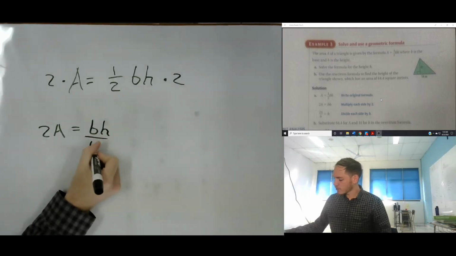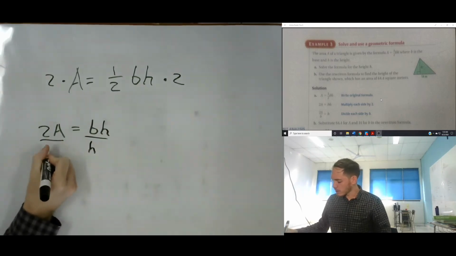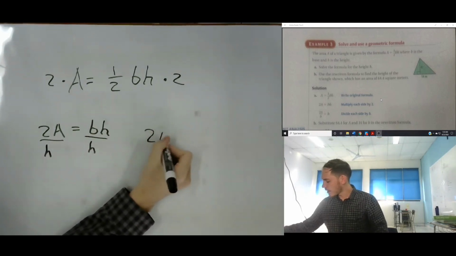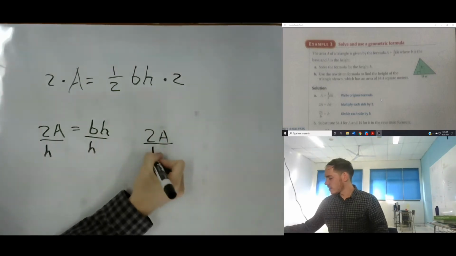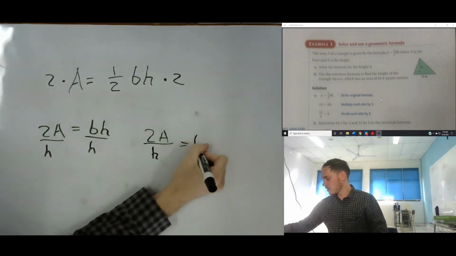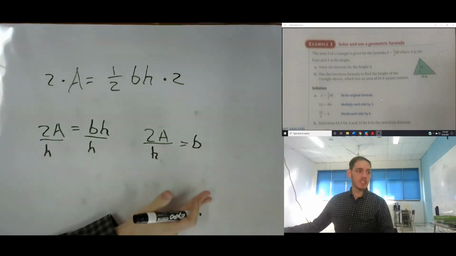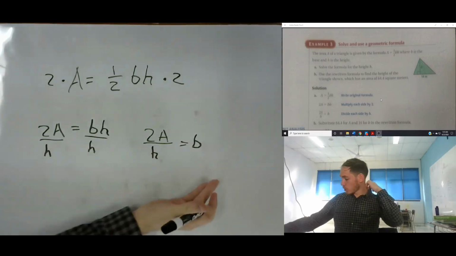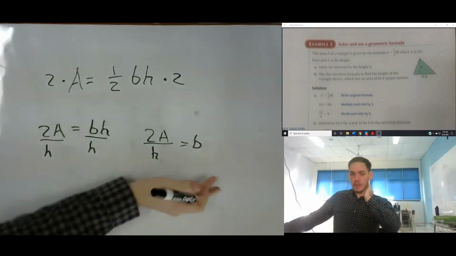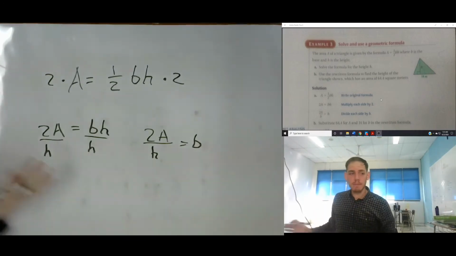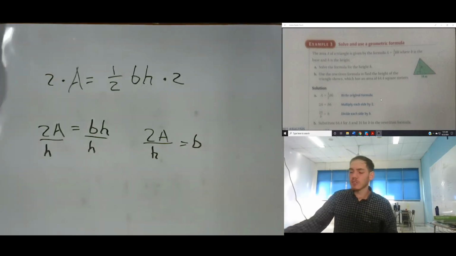Now if we're solving for b, we need to divide both sides by h. So we get 2a over h equals base. And you can do this any way to solve any variable equation. Now those are the crucial steps.